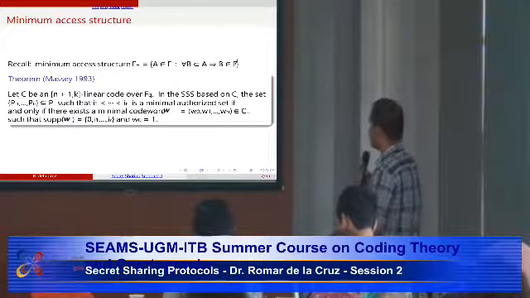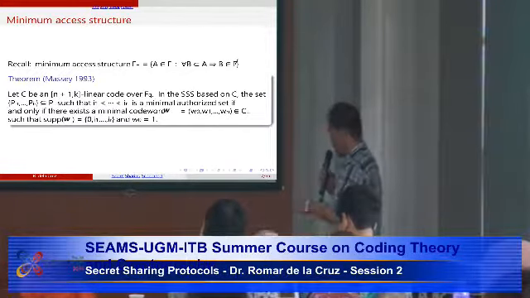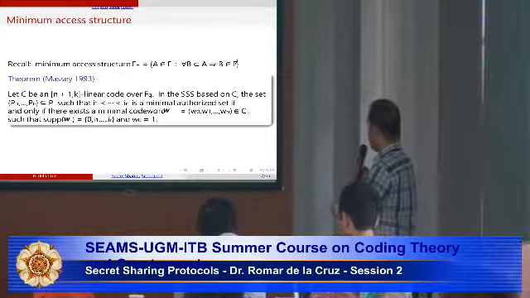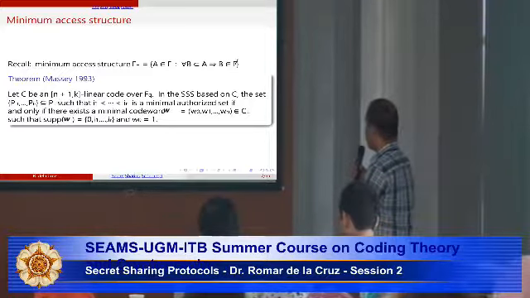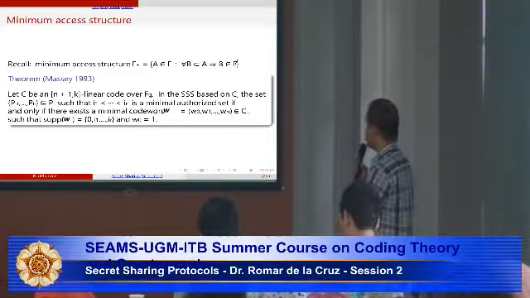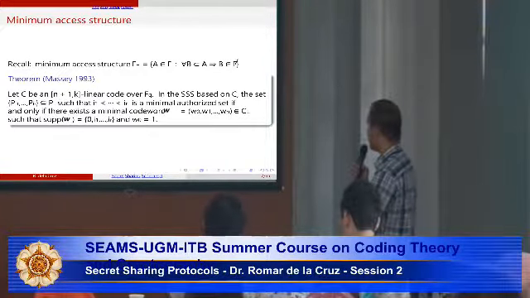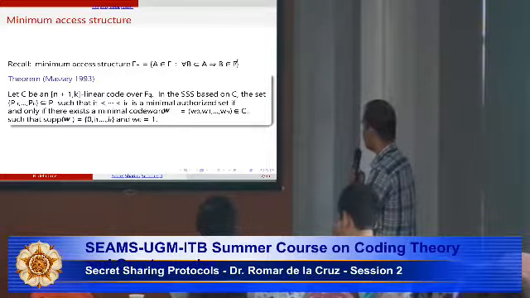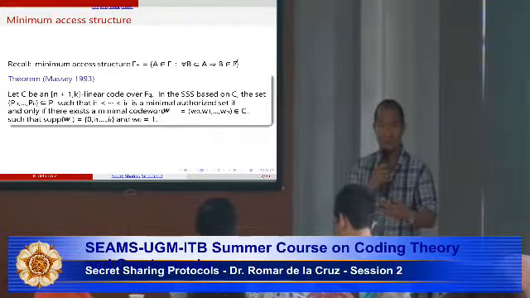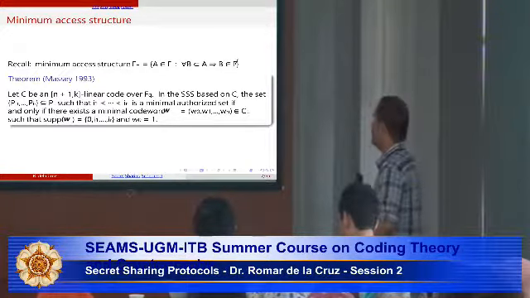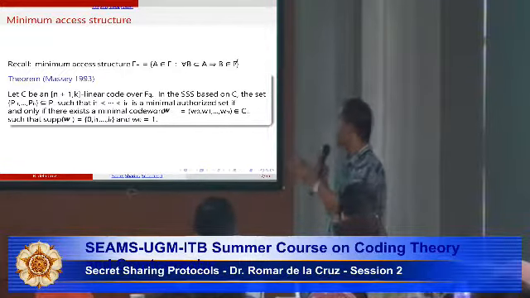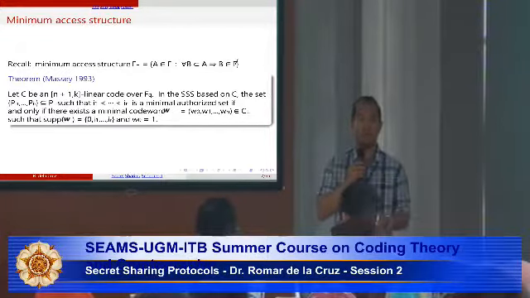So if C is an n plus 1 linear code over F_q, and you construct the secret sharing scheme based on C, then a minimal authorized set corresponds to a minimal code word of the dual with this property: the first coordinate is 1, and the support is this, which corresponds to the participants of the subset. That's the connection between the minimum access structure and the set of minimal code words of the dual.